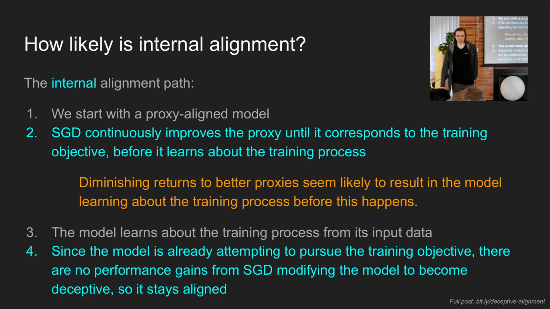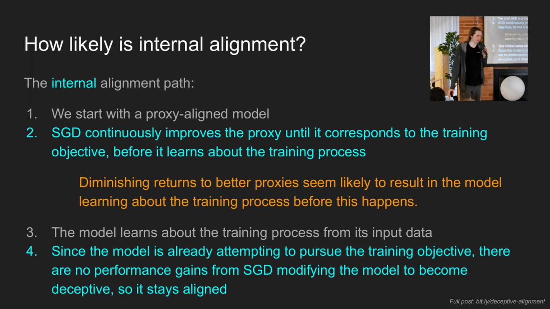Okay, question. What do you think will happen if the proxy is good enough, not perfect but decently close to what we want, and the model learns about the training process at that point? Do you think it'll keep caring about the proxy goals, like, oh, I really want to do this thing that is not exactly what we want but very close to what we want? Or do you think it will stop caring about that at all?